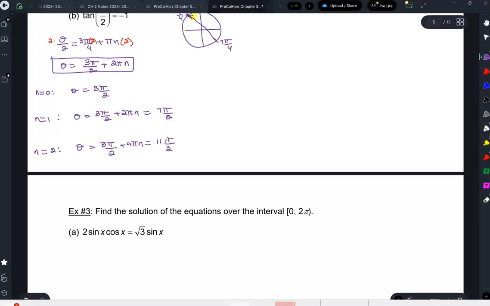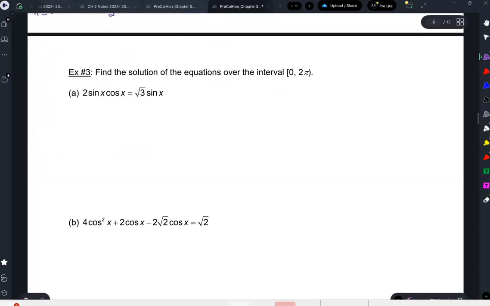N is like, when you do plus 2 pi n, it means you can add 2 pi once or twice or 3 times or 4 times. And then you're going to continue: n equals 3, n equals 4, n equals 5. I'm not going to do that. You guys know how to do that. I'm just training you to know what that plus 2 pi n does. Okay, so let's move on to this.